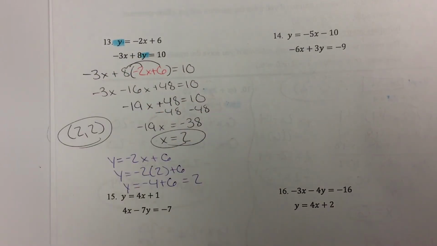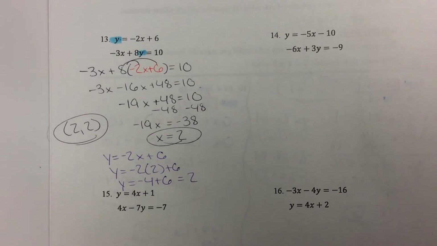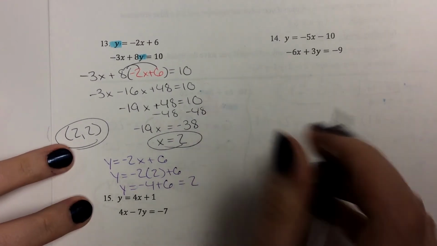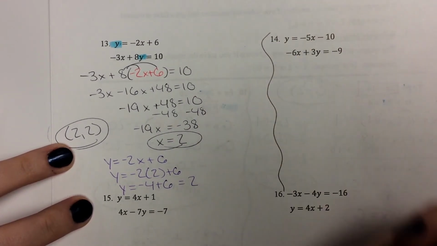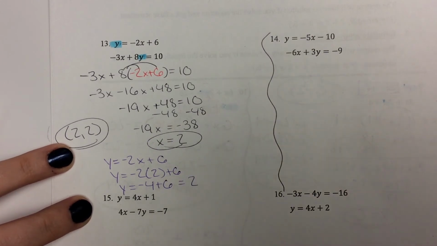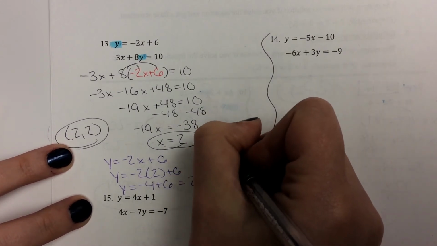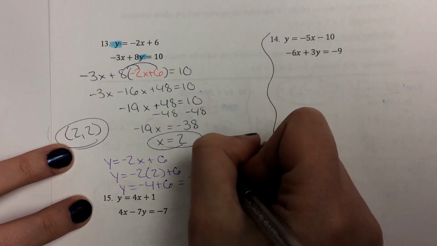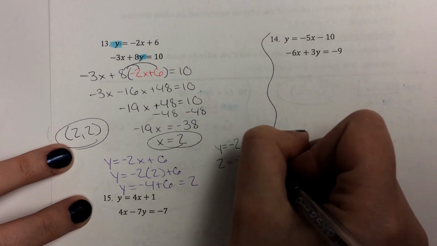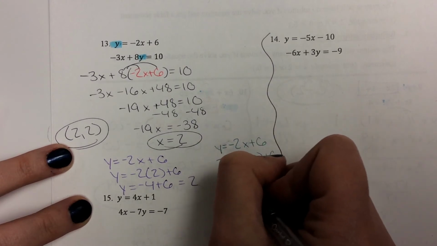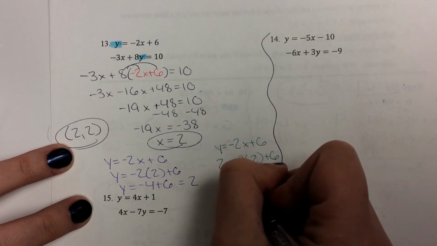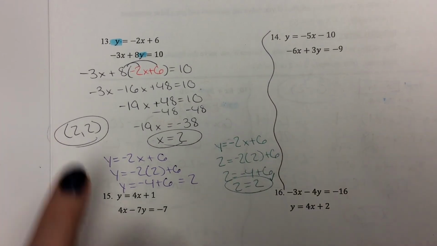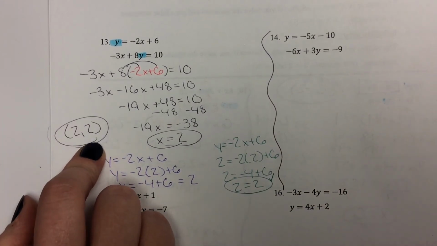We need to check. Don't forget to check. So to check, we're going to plug in x and y, in either equation. It doesn't really matter which one, okay? So I'm going to kind of do it over here on the side. We've got y equals negative 2x plus 6. 2 equals negative 2 times 2 plus 6. 2 equals negative 4 plus 6. So does 2 equal 2? It sure does. Check mark. So we know that this is a correct solution to our system.